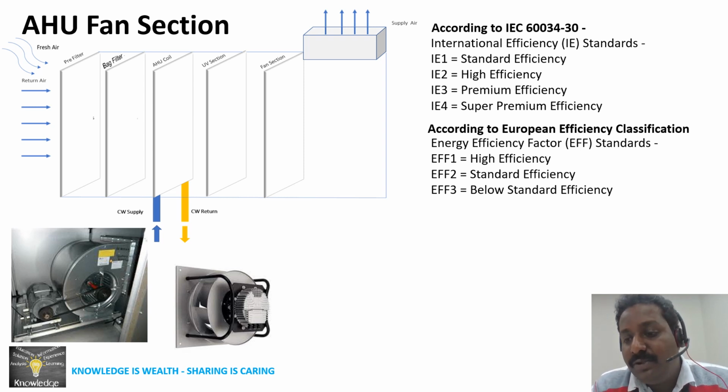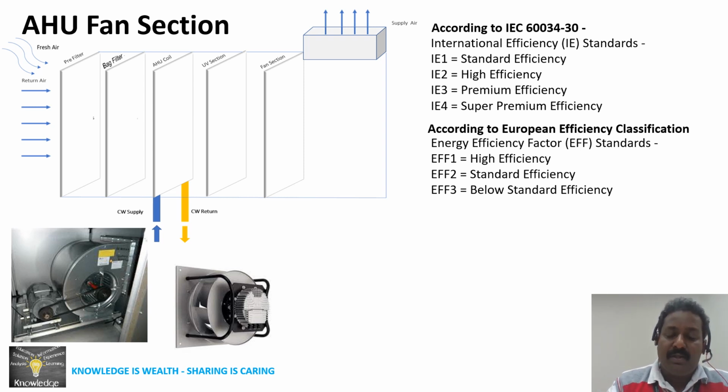So you need to check, when purchasing a motor, whether the specification says IE standards or EFF, European Efficiency standards. If it is IE standard, you need to prefer IE3 or IE4. If the rating is EFF standard, you need to pick EFF1 or EFF2.